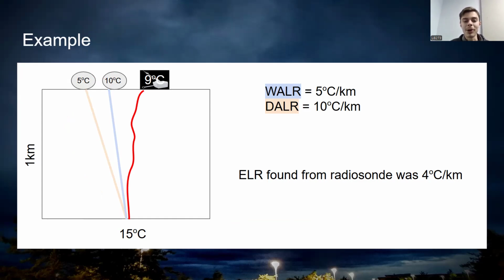Okay, so now let's say instead the radiosonde found a lapse rate that was just 4. Then you do 15 minus 4 to get 9. So this time the environment is cooler than the parcels. And the order of the rates is the greatest one is the dry adiabatic lapse rate, then the wet adiabatic lapse rate, then the environmental lapse rate.